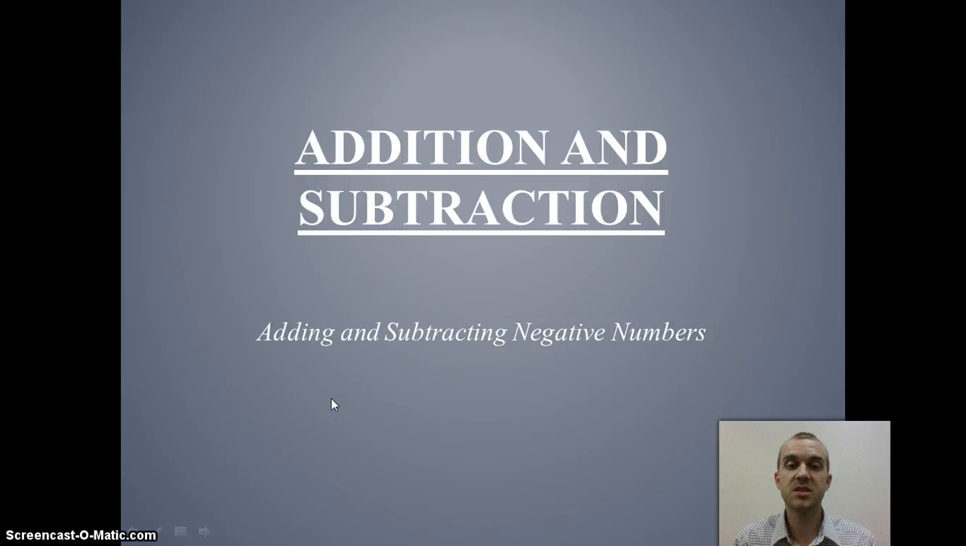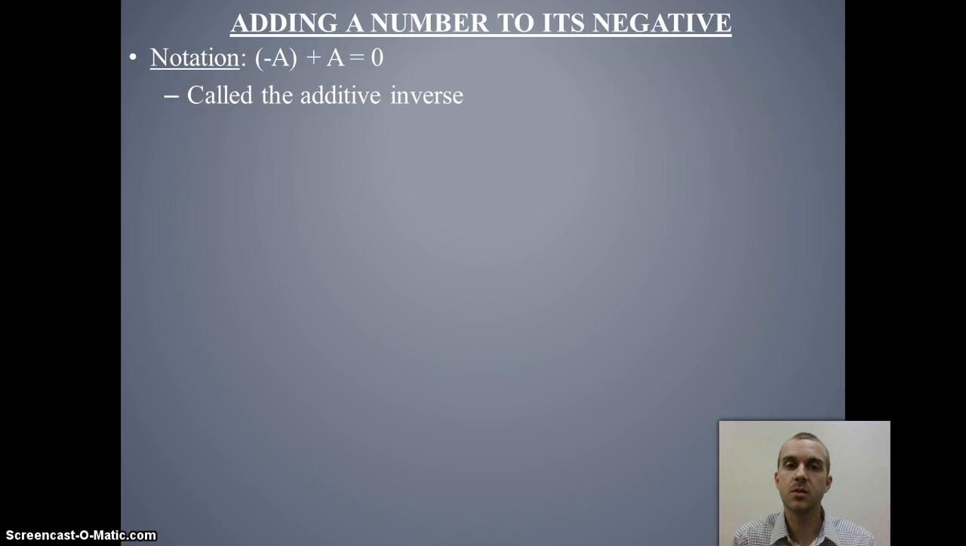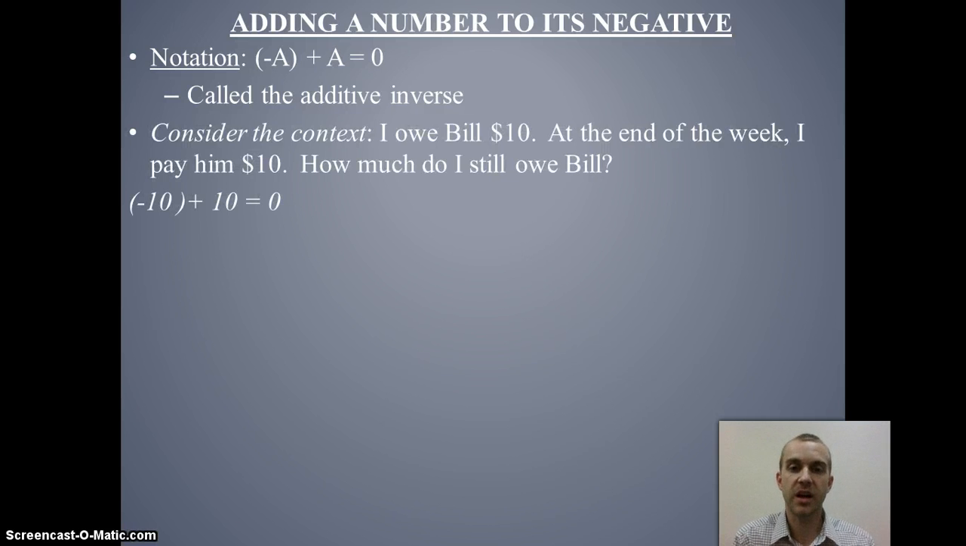In this video we're going to explore adding and subtracting negative numbers. Now the first thing to recognize is that adding a number to its negative will always give us 0. It's called the additive inverse property. If I put that in context, say I owe Bill $10 and then I pay him back $10.